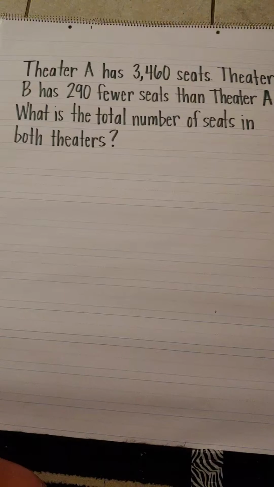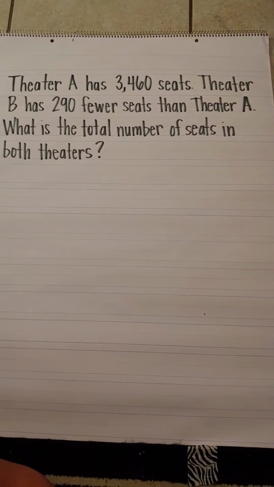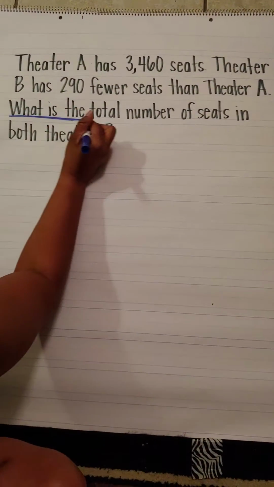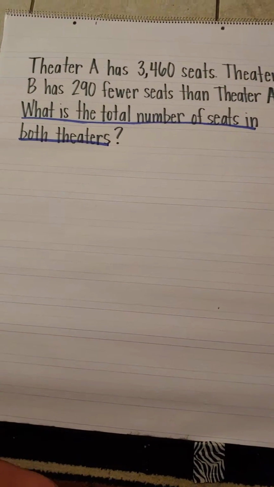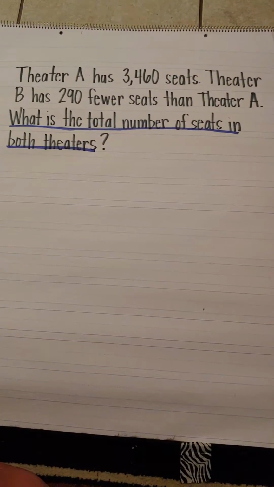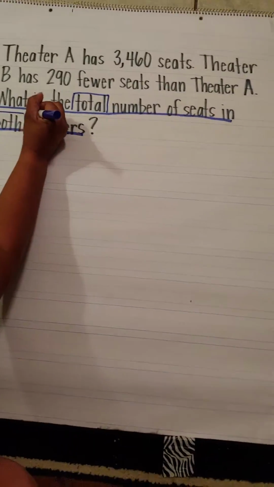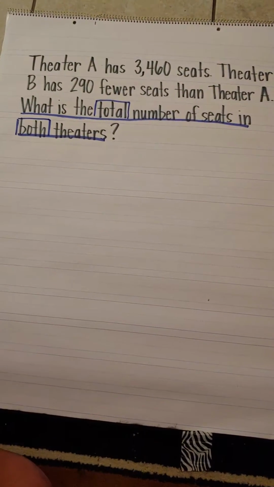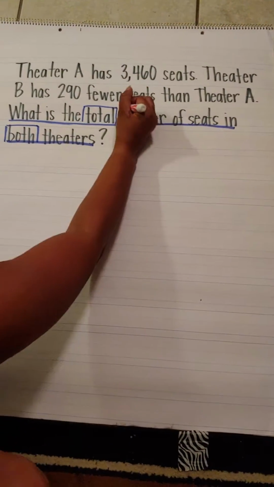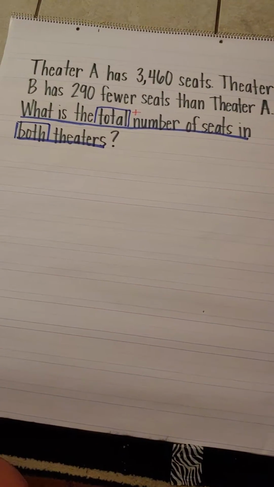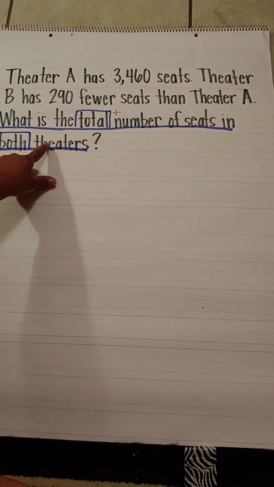So, of course, this is a word problem. And the first thing that you should do with a word problem is always underline your question. So, our question is saying, what is the total number of seats in both theaters? We have a couple of keywords in our question. We have total, and we also have both. So we know that total is going to mean that we are going to add something. So you can put a plus sign because that means that you're going to add something. What you're going to add is both theaters.